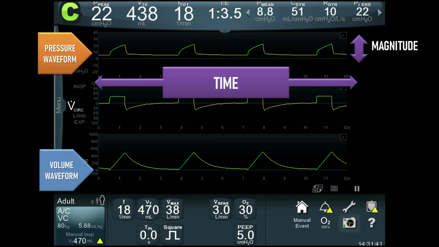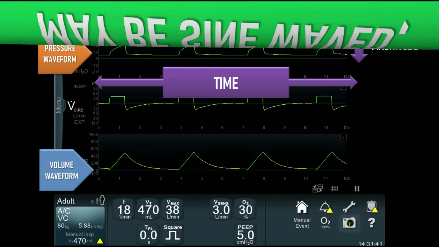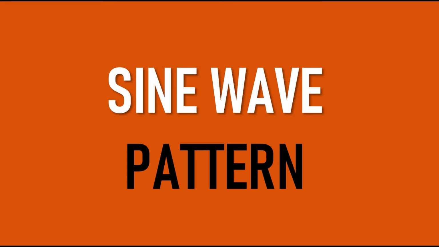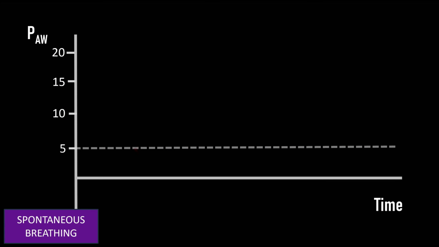And of course, in all ventilators, you can blow up that pressure waveform. Pressure waveforms tend to be either sine waved, they can be shark's fin, like I've just shown you, or they can have a top hat or a top hat with a bump feature on it. So the sine wave pattern looks a bit like this, and we visited this before. This is a patient who's on CPAP, who's breathing spontaneously, and you can see that slight negative deflection on inspiration and slight positive deflection on expiration.